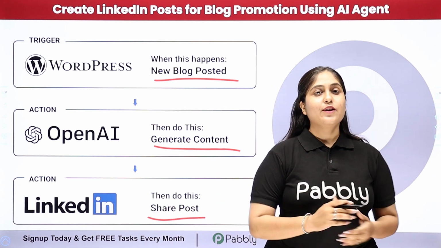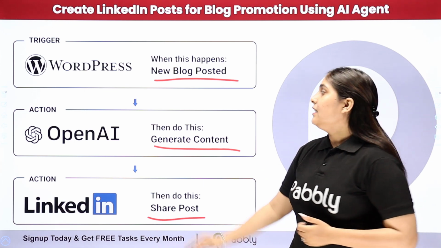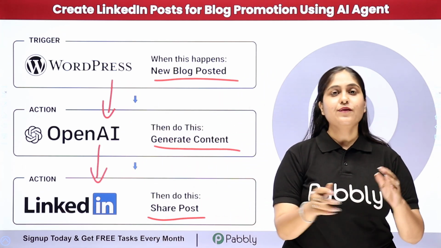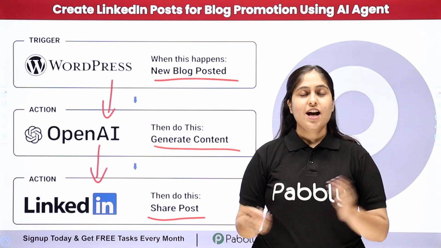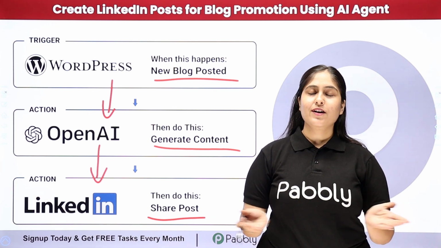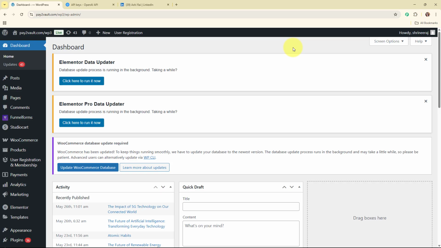So now here to automate the entire process, I need to connect my WordPress with OpenAI and LinkedIn using an automation software named Pabbly Connect. So to see the working of this automation and to learn this process step by step, let me take you to my screen. Welcome to my screen.